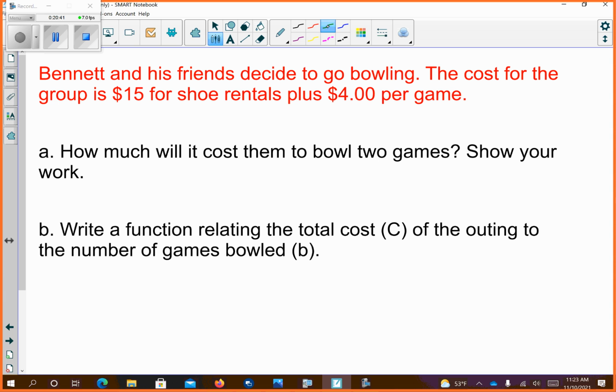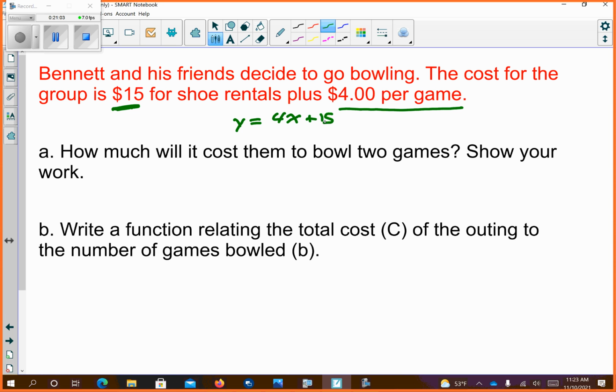Okay? So the cost, I'm going to pay $15 to rent the shoes, but then it's going to cost me $4 per game. So I'm going to say that y equals 4x, because the number of games I'm going to do is going to impact our price, plus the $15 I have to pay to get the shoes. Okay, let's pretend you don't have your own bowling shoes.